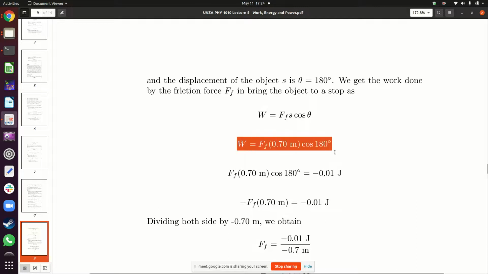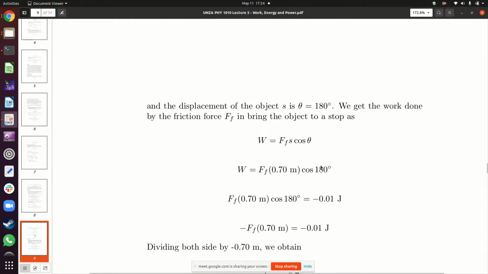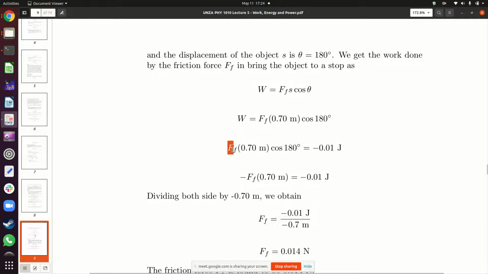Then we know from the Work-Energy theorem that this work done is equal to the change in kinetic energy, which happens to be minus 0.01 joules. So we equate them here. The work done, the friction force multiplied by the displacement multiplied by the cosine of this, equals that. And cosine of 180 is negative. So we end up having the friction force multiplied by 0.7 meters times minus 1. We end up with minus F times 0.7 meters equals minus 0.01 joules.